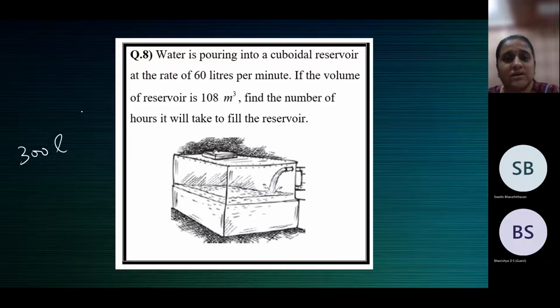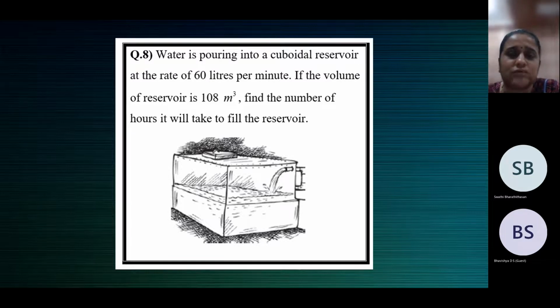60 liters in 1 minute, and the volume of the reservoir is 300 liters. The capacity is 300 liters. So that will take 5 minutes. But here the volume is given in meter cubed. The difference is here the volume is given in meter cubed instead of liters. So first step, convert the volume or the capacity of the reservoir, which is given in meter cubed, to liters. That's all.